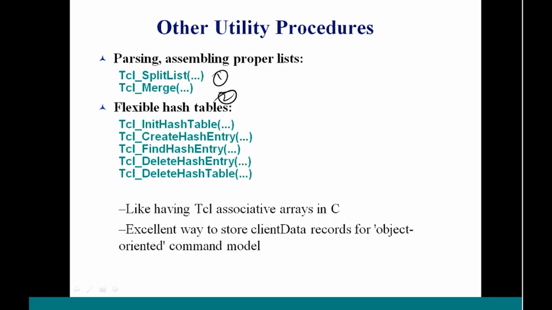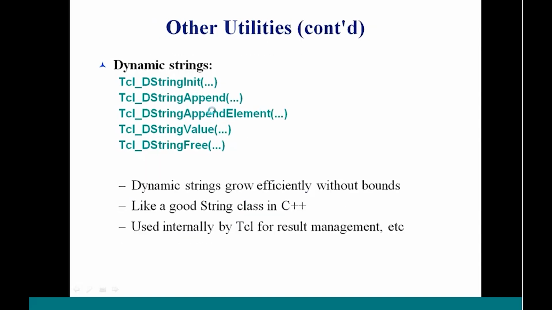And then some flexible hash tables: initialize hash table, which is Tcl_InitHashTable, create hash entry, find hash entry, delete hash entry, and delete hash table. These kinds of procedures are like having associative arrays in C. It is an excellent way to store the client data records for object-oriented commands.